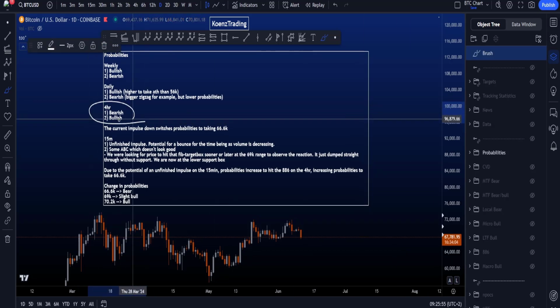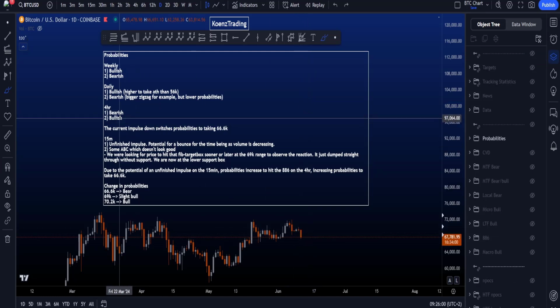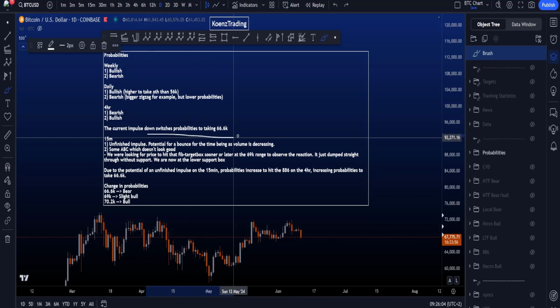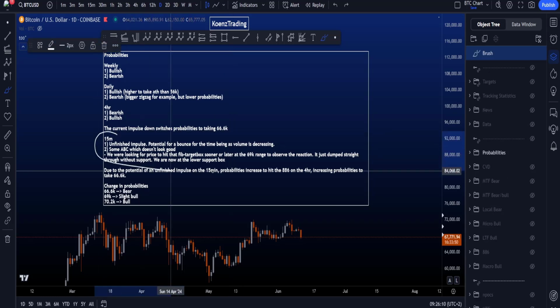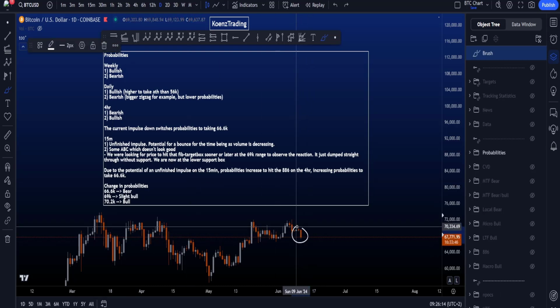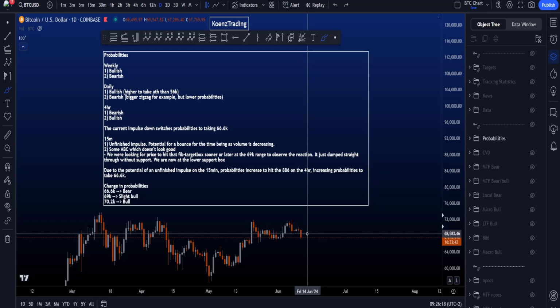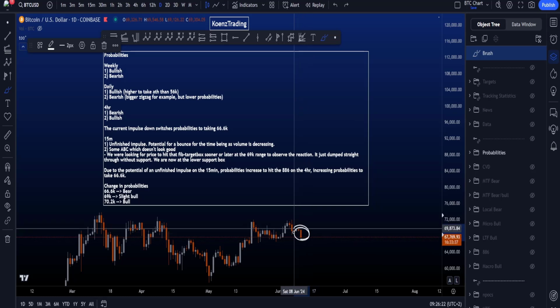On the 4-hour time frame, just because of the local move to the downside, the probabilities at the moment are a bit higher for bearish scenarios compared to bullish scenarios, moving down closely to 66.6K, which would invalidate those bullish scenarios as well. And if we then come to the 15-minute time frame, then currently, locally, the probabilities here are higher for an unfinished impulse to the downside. We could look for a potential bounce for the time being, as price is moving down on a bit of decreasing volume and we are reaching some support levels at the low here.